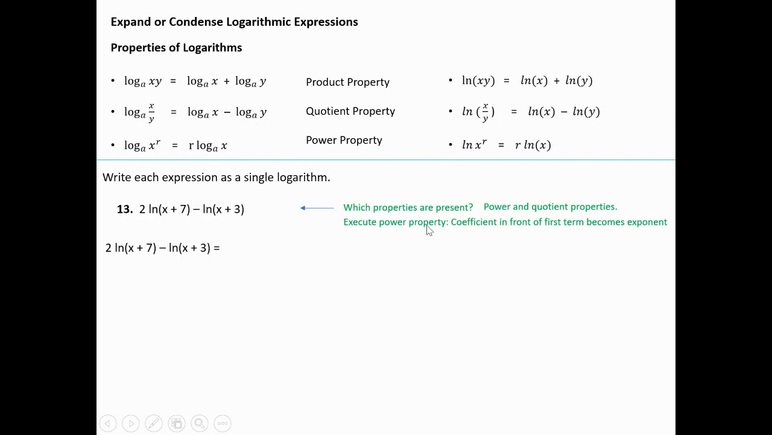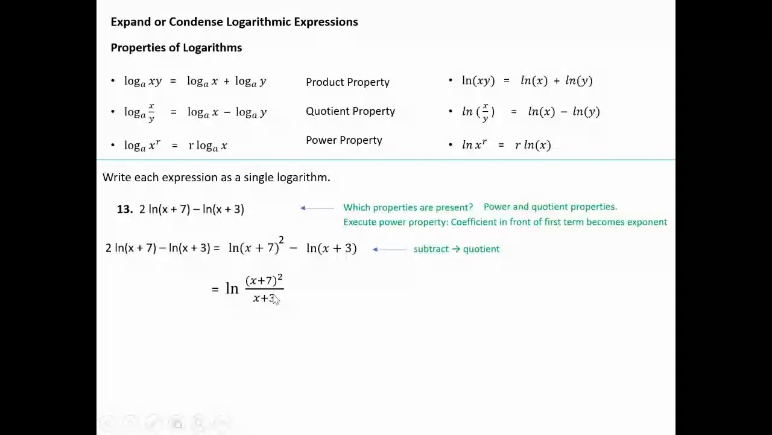So first, execute the power property. The coefficient in front of the first term goes as the exponent. Then you're going to execute the quotient property, because we have subtraction on the right, which is going to be division. So this is my solution here. This is how you write the expanded form in a single log. It's going to be ln of (x plus 7) to the second power divided by (x plus 3).